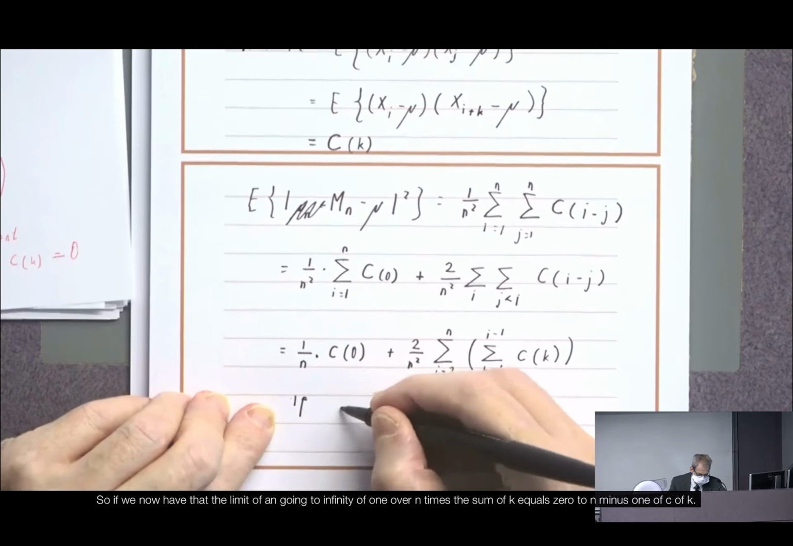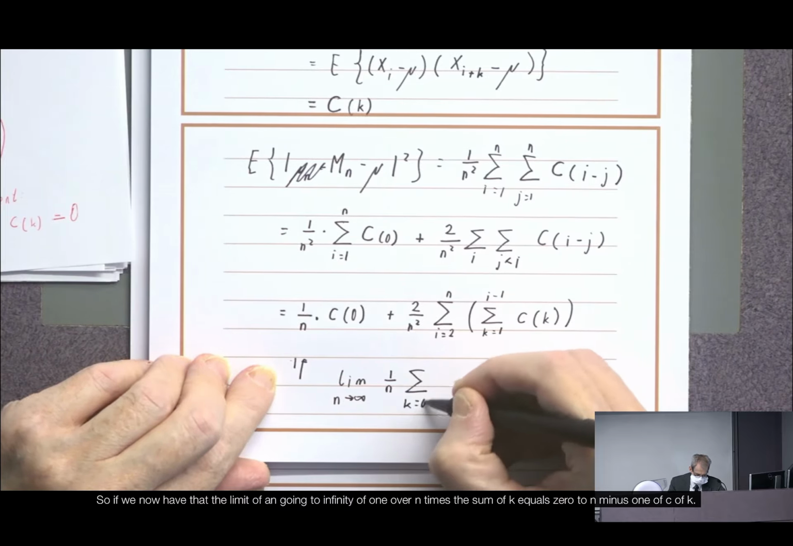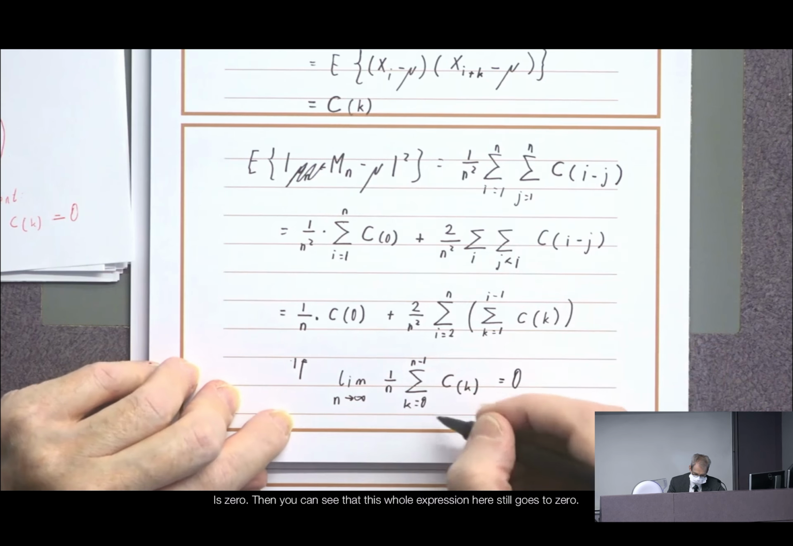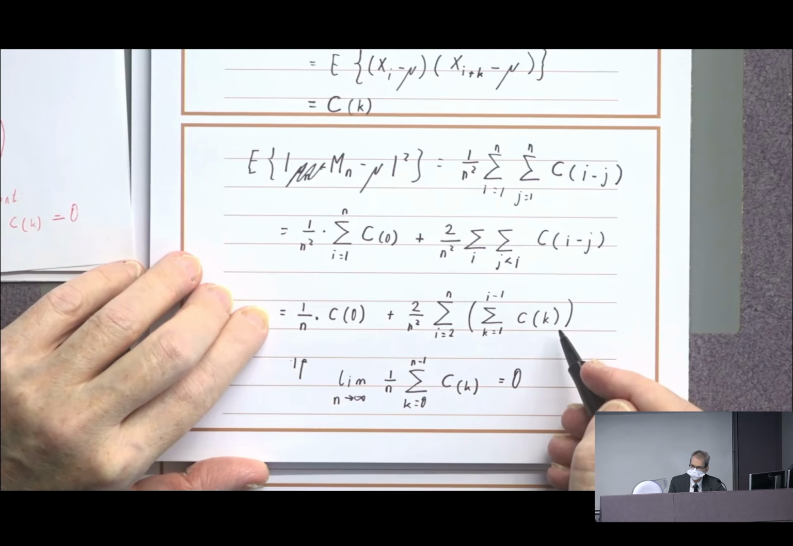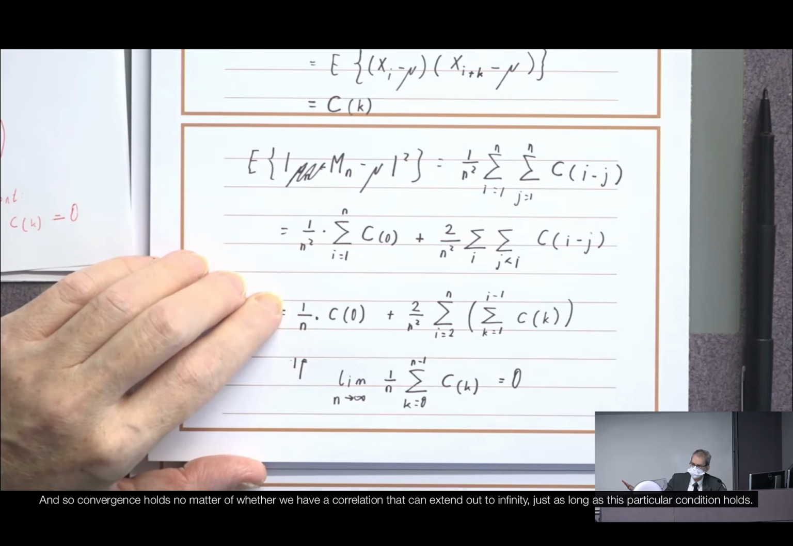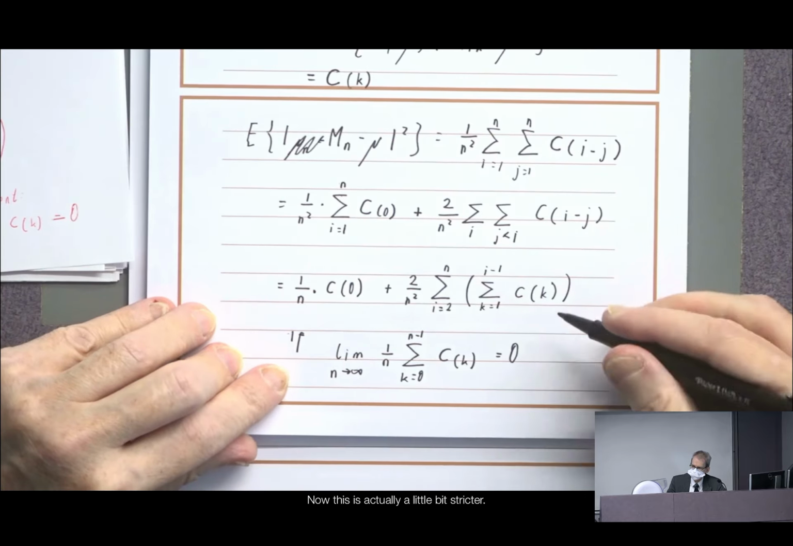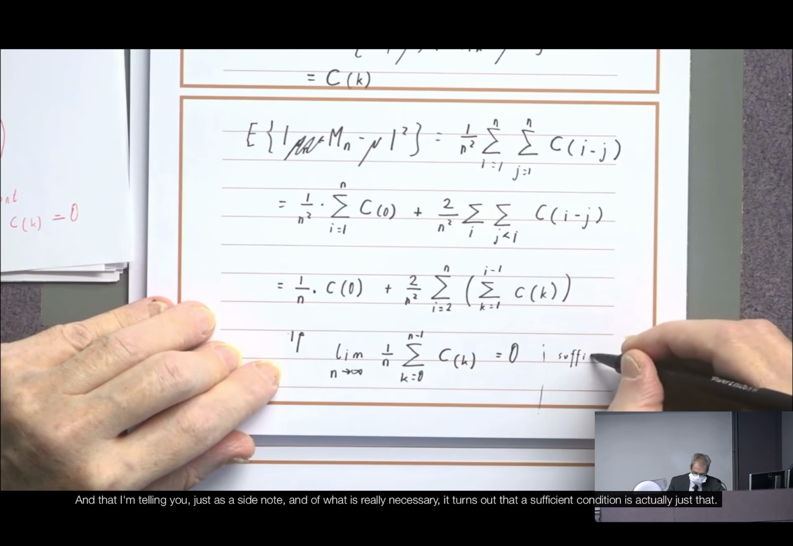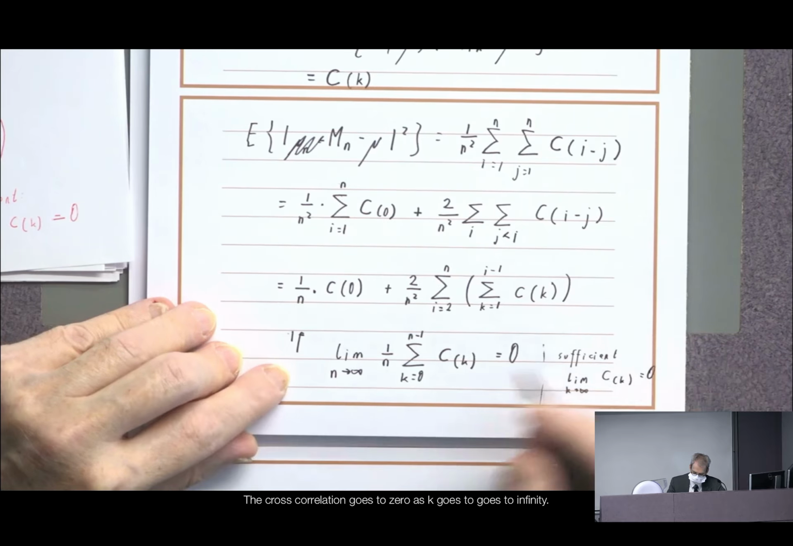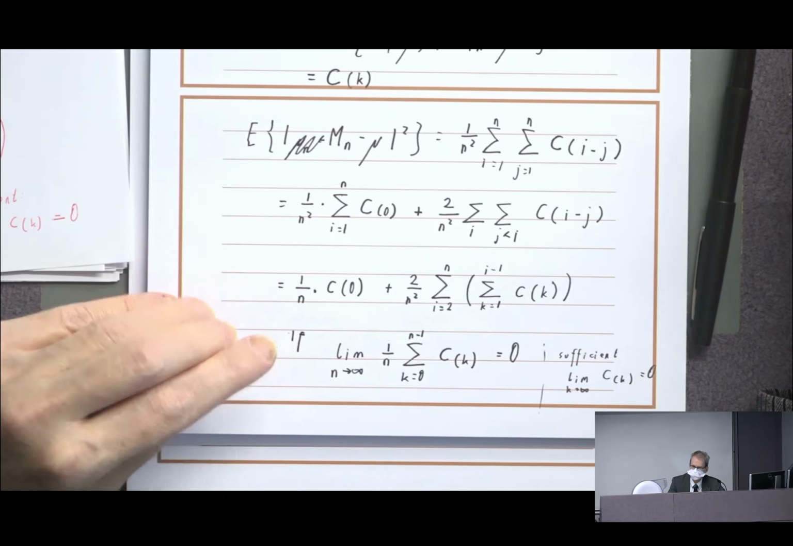So if we now have that the limit of n going to infinity of 1 over n times the sum of k equals 0 to n minus 1 of c of k is 0, then you can see that this whole expression here still goes to 0. Right? So convergence holds no matter whether we have a correlation that can extend out to infinity, just as long as this particular condition holds. Now, this is actually a little bit stricter than what is really necessary, and I'm telling you that just as a side note. It turns out that the sufficient condition is actually just that the cross correlation goes to 0 as k goes to infinity. But this here is the thing that you can directly tie to the derivation of the convergence in mean square.